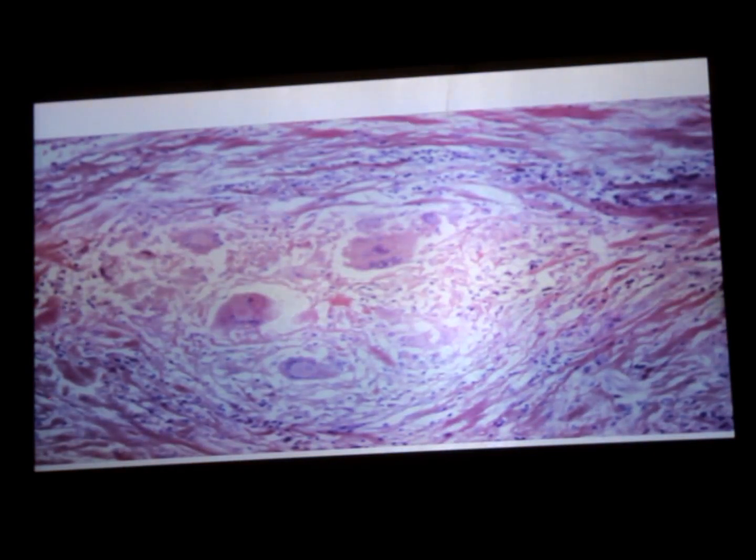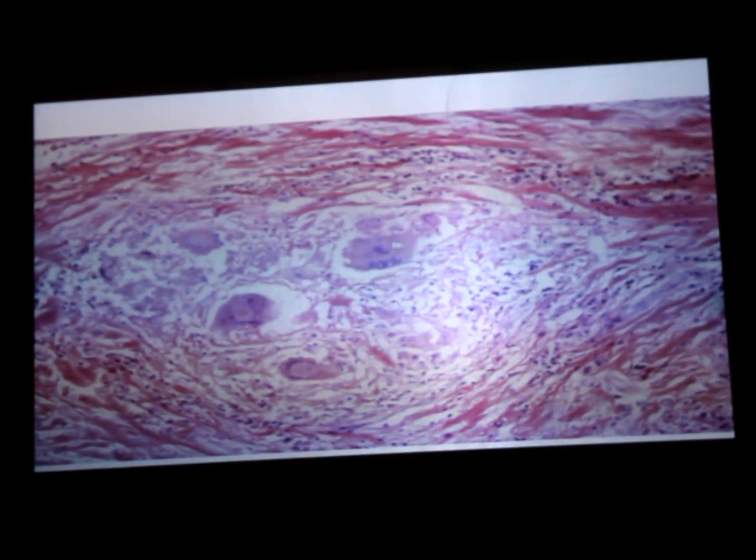Main point here is presence of caseous necrosis. In the center of the lesion, you will find presence of caseous necrosis. Okay, this is a granuloma. Many lymphocytes are there, many giant cells are there, and caseous necrosis is there. This is another granuloma. These giant cells are known as Langhans type of giant cells.